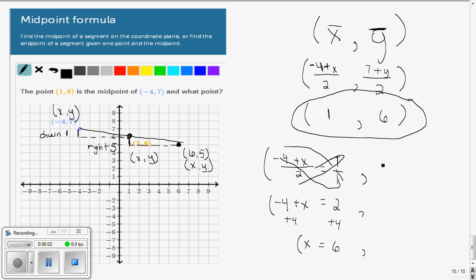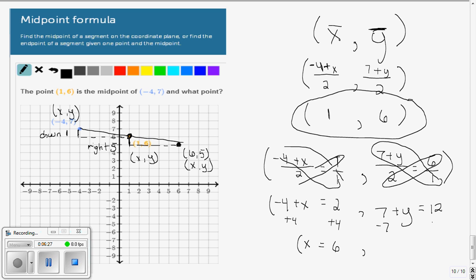Okay, I'm going to do the same idea over here. So I have (7 plus y) over 2 is equal to 6. Again, 6 is a whole number, so I can put it over 1. Now I can cross multiply. 6 times 2 is 12, and 1 times anything is itself. So 7 plus y is equal to 12. I can now subtract 7 from both sides of my equation to get y equals 5.